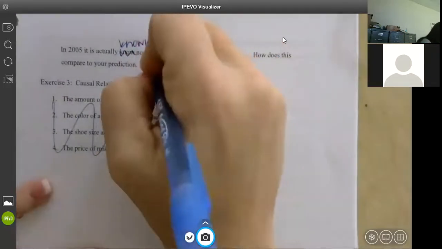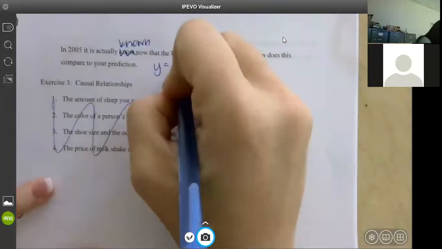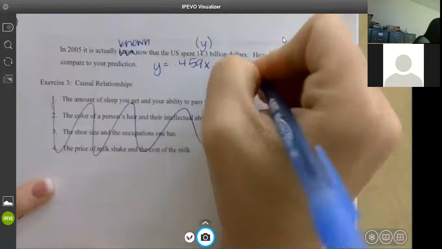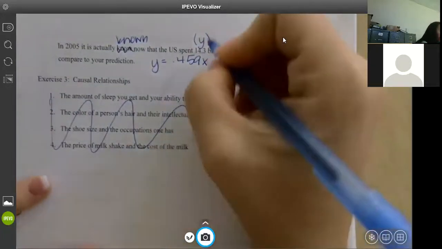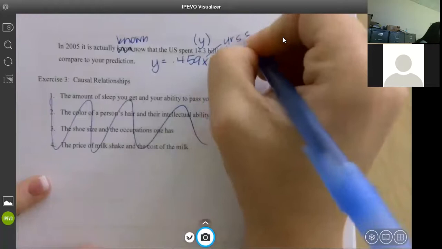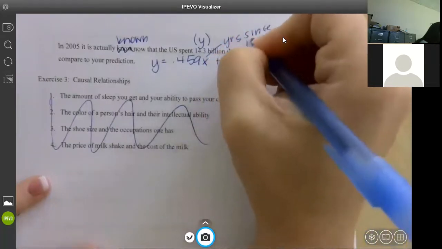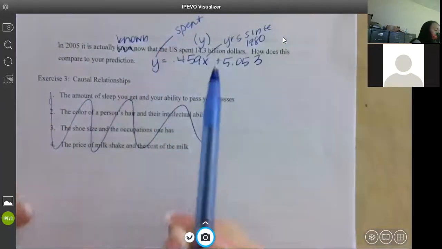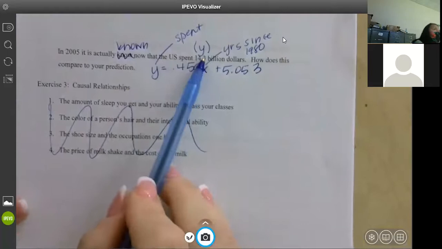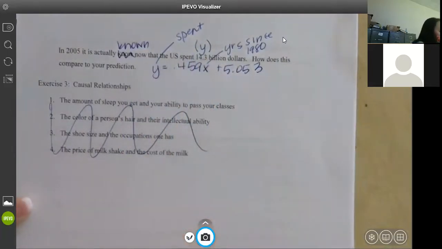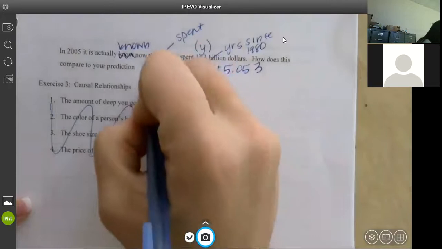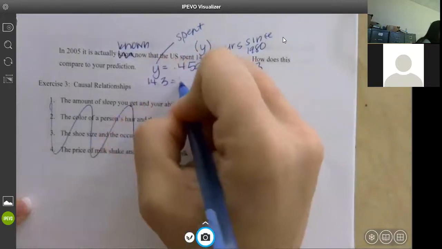All right, so we did Y equals 0.459x plus 5.053. Remember, X was the year since 1980, and Y was what we spent. So if it tells us that we spent 14.3, which letter am I plugging that in for? It says we spent 14.3. We're plugging that in for Y. So we're going to keep our X.